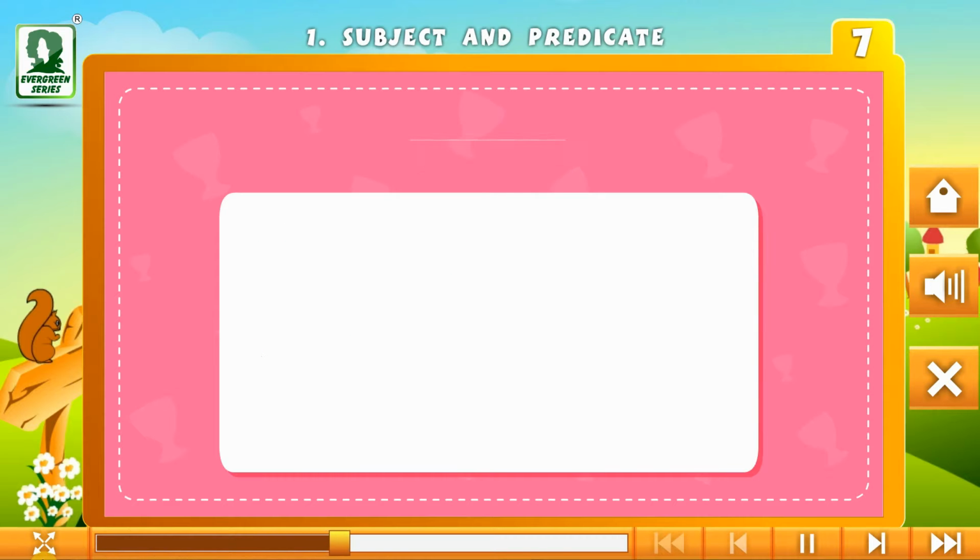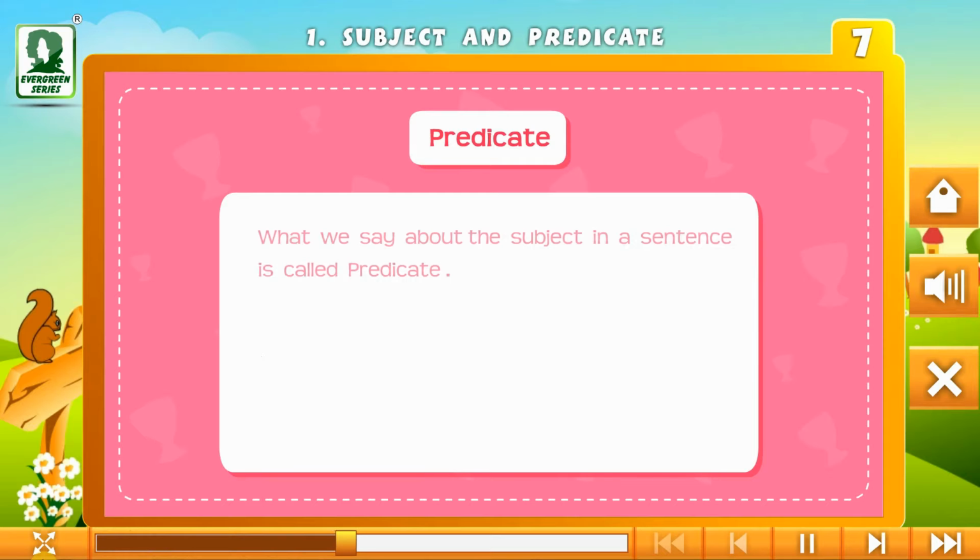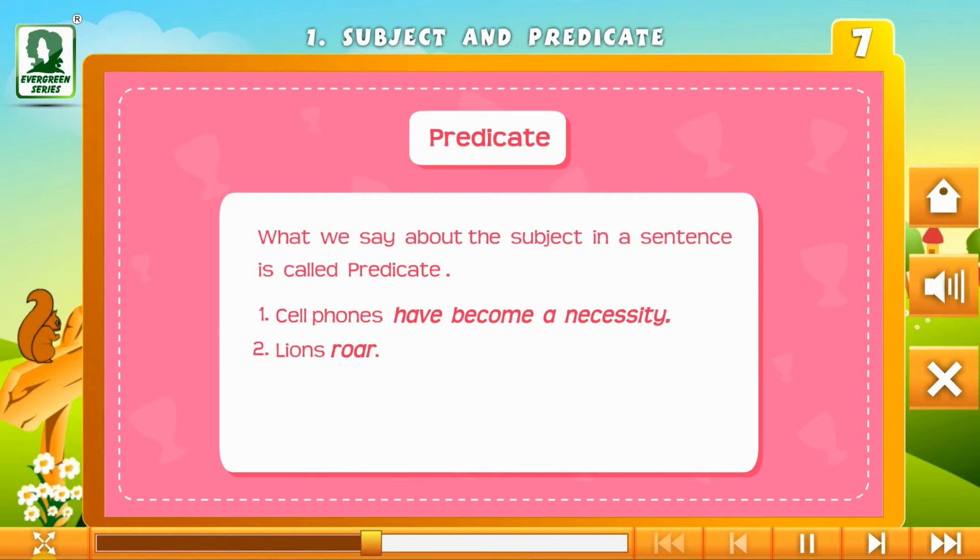And the second part of a sentence is predicate. What we say about the subject in a sentence is called predicate. For example, cell phones have become a necessity. Lions roar. The clouds are thundering. The groups of words in bold are the predicates.